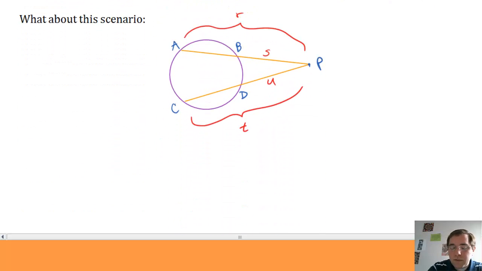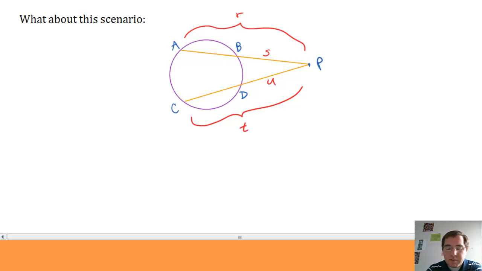What about this scenario? Here we don't have chords, we have two secants. Well, we do have chords, A, B, and C are chords, but we've extended them and we have secants because those chords don't intersect inside the circle. So we can't apply the first theorem. But those secants do intersect at point P.